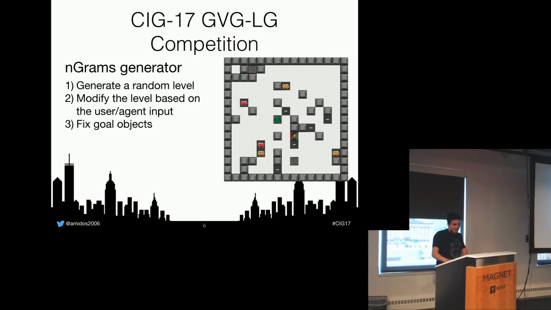This year, our competitor submitted an n-gram generator where he first generates a random level, and then modifies this random level based on the user input. But since there is no user in the competition itself, he used a random agent, or any other agent. He told me you can integrate any other agent and use its input to modify the level. After he finished all this modification, in the end he fixed the goals: if there is no goal object, which is an object that makes you finish the game, he tried to fix that and add it to the level.